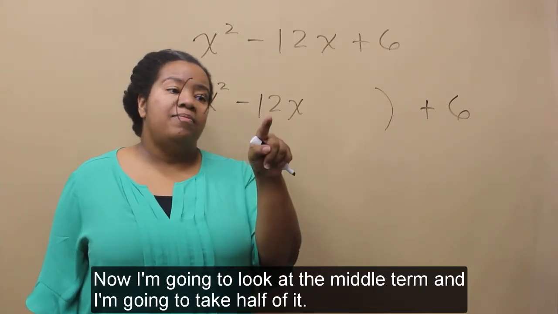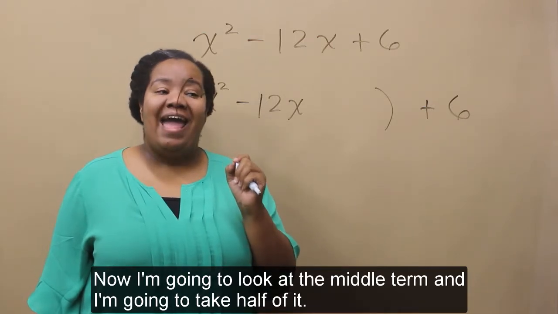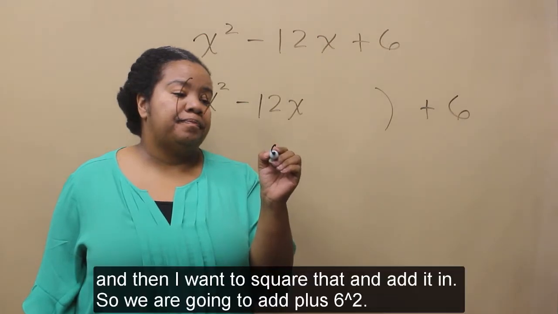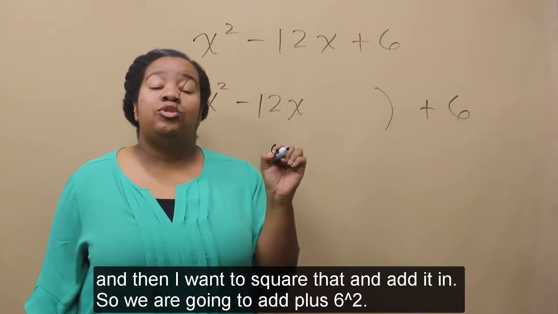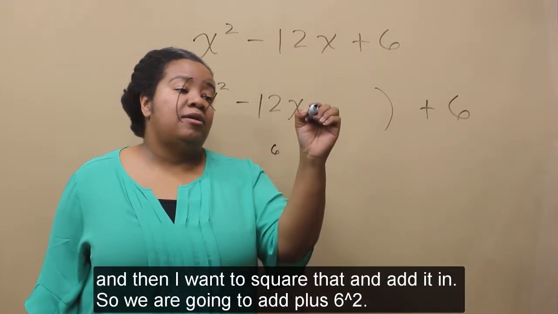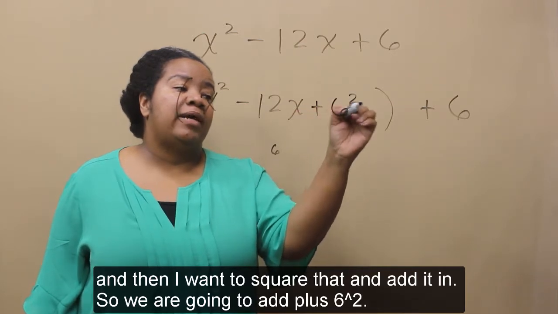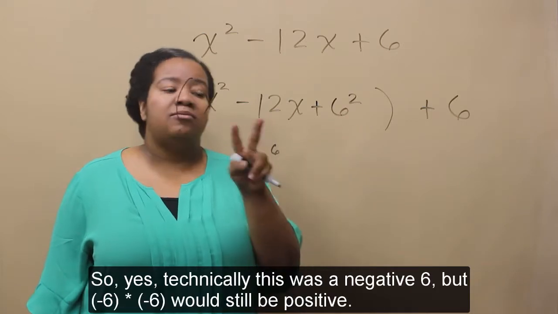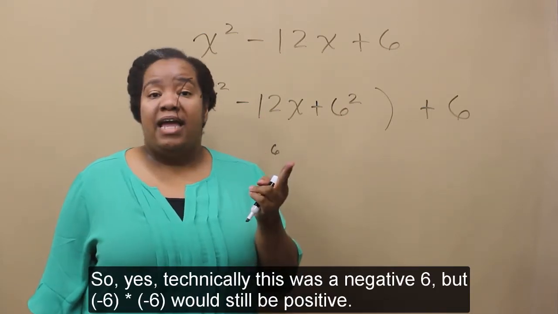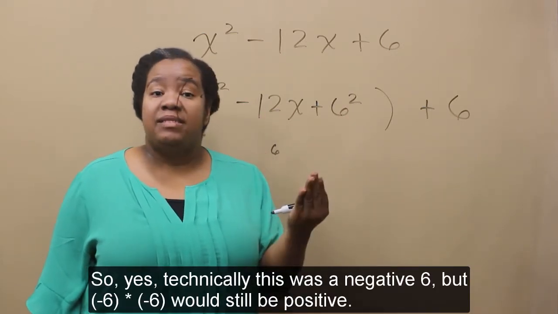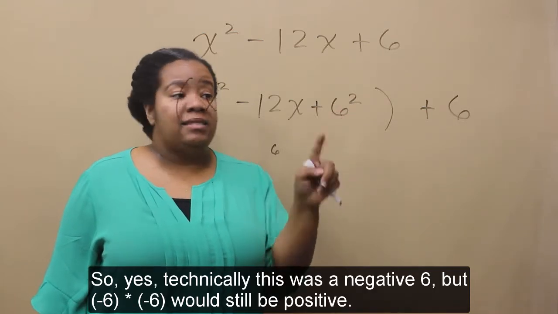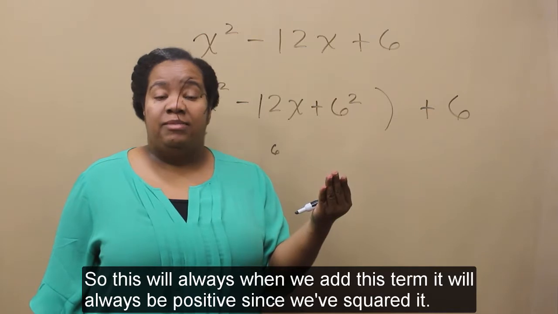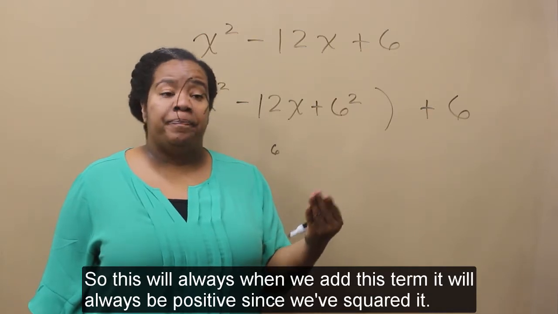Now I'm going to look at the middle term and I'm going to take half of it. Half of 12 is 6. And then I want to square that and add it in. So we're going to add plus 6 squared. Now the minus sign doesn't matter because we're squaring this. So yes, technically this was a negative 6, but negative 6 times negative 6 would still be positive. So when we add this term, it will always be positive since we've squared it.